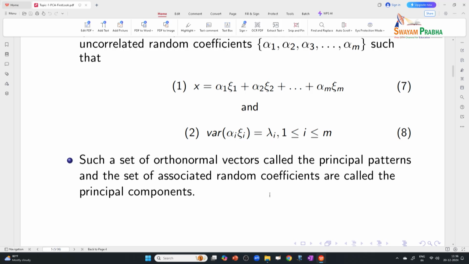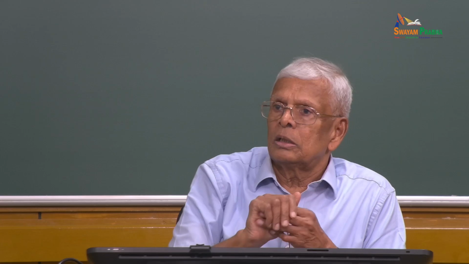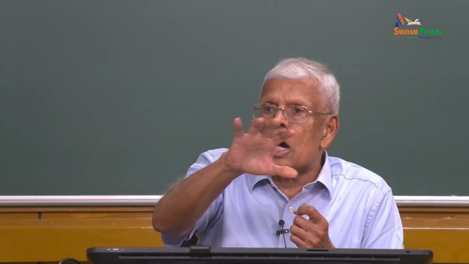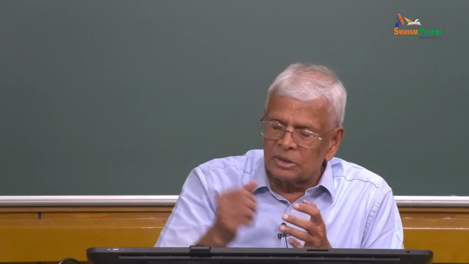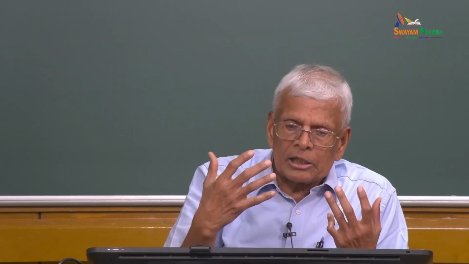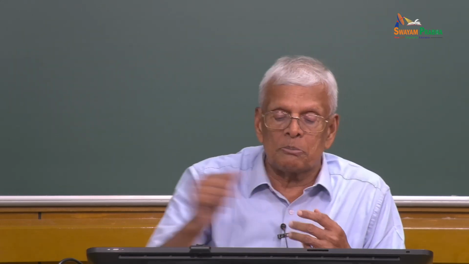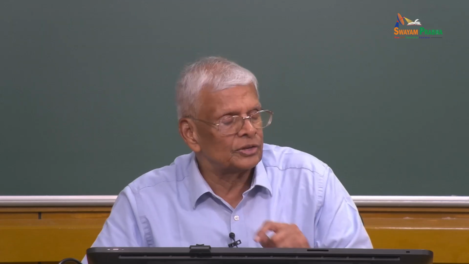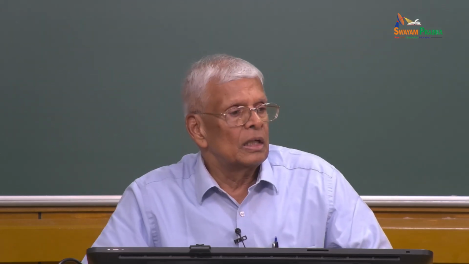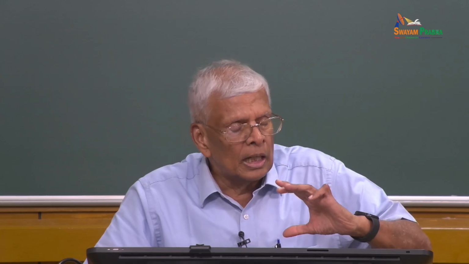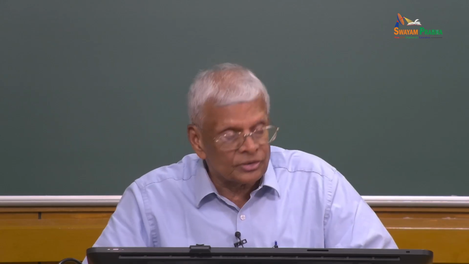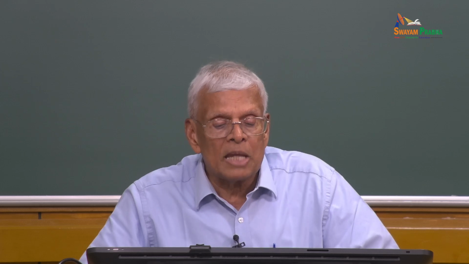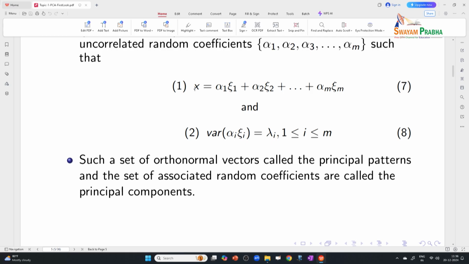So the principal patterns are a set of orthonormal vectors. The principal components are a collection of random variables. I am going to take a linear combination of the principal patterns with the principal components to be able to synthesize, to be able to build a random variable X. Not only that, I would like to be able to control. We already see the total variance of X is lambda 1 plus lambda 2, the sum of all the lambdas.